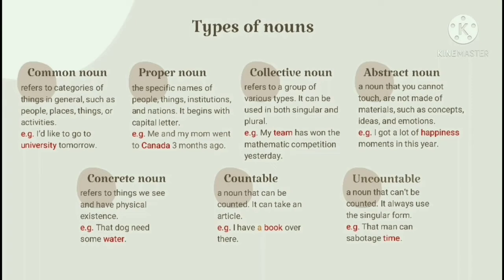The last type is uncountable noun. Uncountable noun is the noun that can't be counted. Uncountable noun can be both concrete and abstract noun and are always used in the singular form because they can't be counted. For example, that man can sabotage time. Time here, we know that we cannot count the time. So the word time here is the uncountable noun.